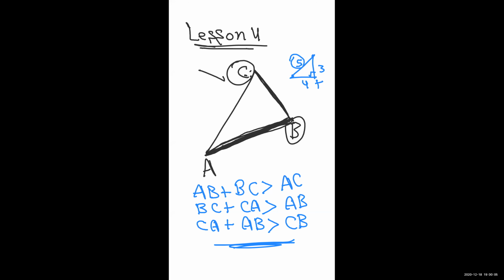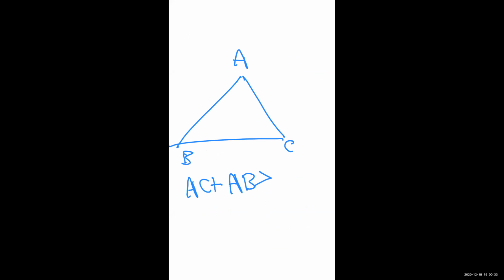Yes. Okay, great. So the next point, we can deduce from this, if there is a triangle like this one, ABC. Here AC plus AB, for example, is greater than BC.